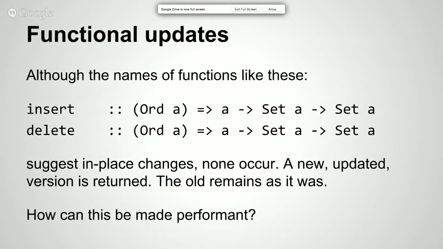The next concept that's important is functional updates. So when we see insert and delete, the names suggest in-place changes, but if you're a Haskeller, you probably already have guessed that the original is not changed. So when you insert 5 into the set Q, Q is still the same set. Insert 5 returns a new set.